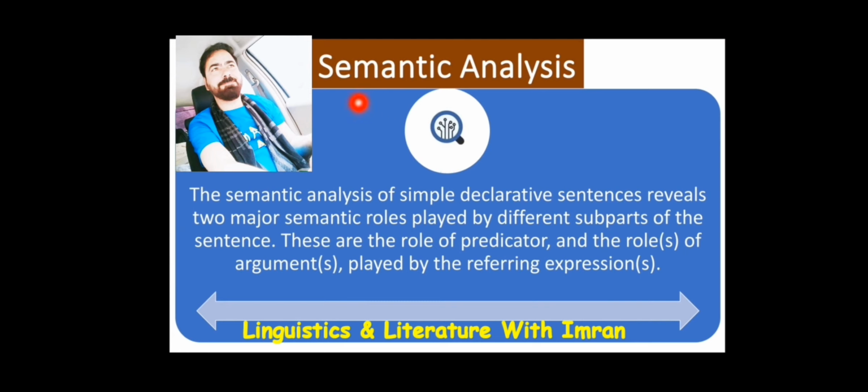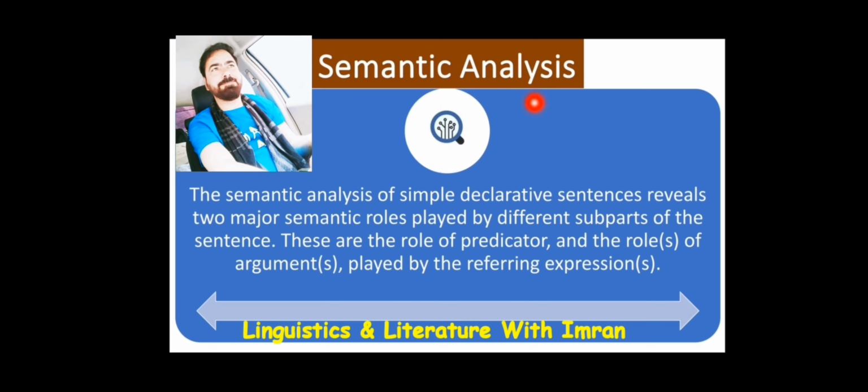Today we will discuss semantic analysis of a sentence, which is different from traditional grammatical analysis of a sentence. Because in traditional grammatical analysis of a sentence, we have two parts of a sentence. One is subject and one is predicate. But here in semantic analysis of a sentence, we will have argument and predicator. So let's learn what is the semantic analysis of a sentence.